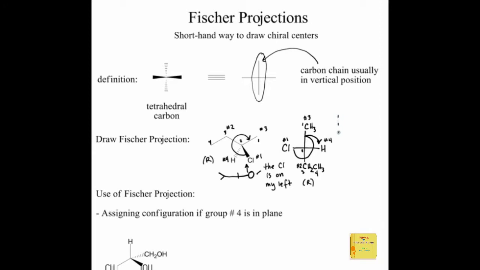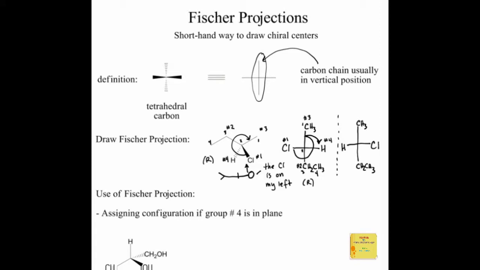It also makes it super easy to draw mirror images, because now we don't have to worry about dashes and wedges. Nearly everyone, even the most artistically challenged or spatially challenged student, can draw the mirror image of this Fischer projection. We have a hydrogen closest to the mirror, we have a chlorine further from the mirror, we have a methyl up top, and we have an ethyl down below. Just like that, we drew the mirror image. Much, much easier to draw it for a Fischer projection than a line drawing.